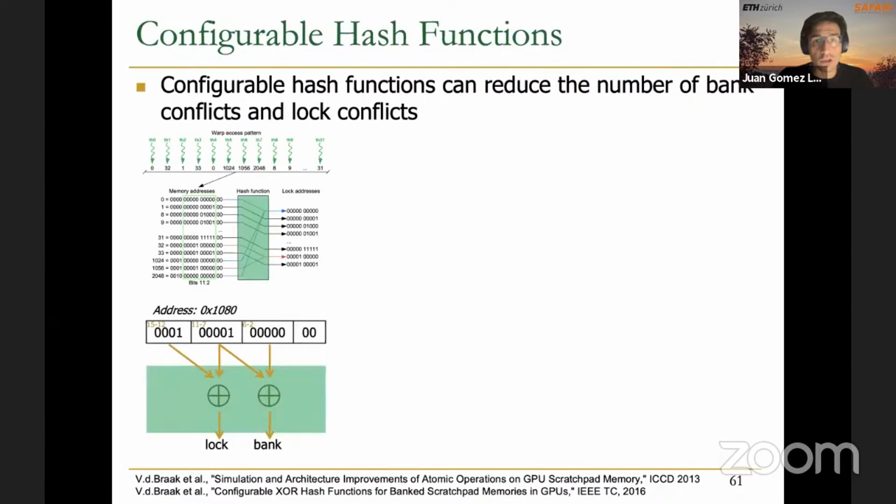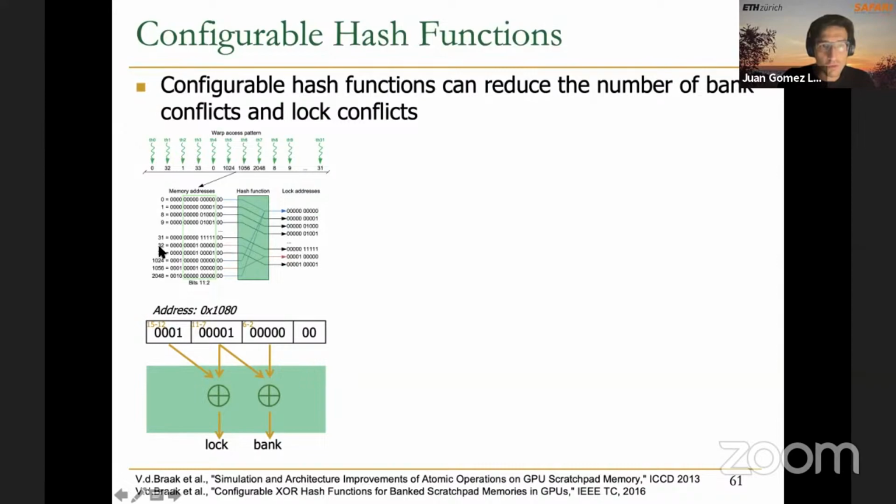And by using that, the first thing that we tried was something as simple as a hash function based on XOR operations. So instead of reading directly the specific log from here and the specific bank from here, what we can do is access the bank or the log after XORing some of these bits with some of these bits here.